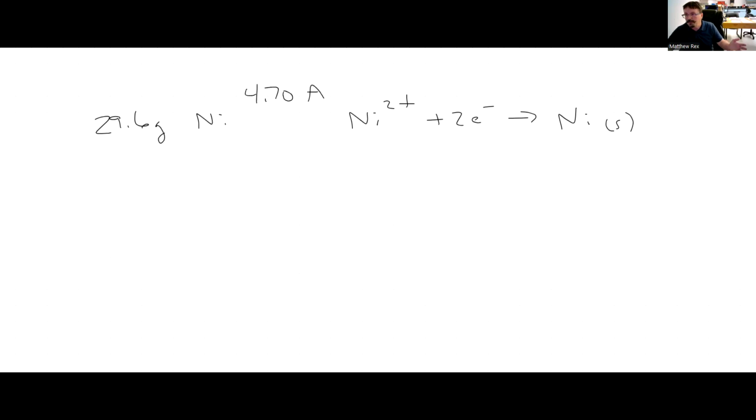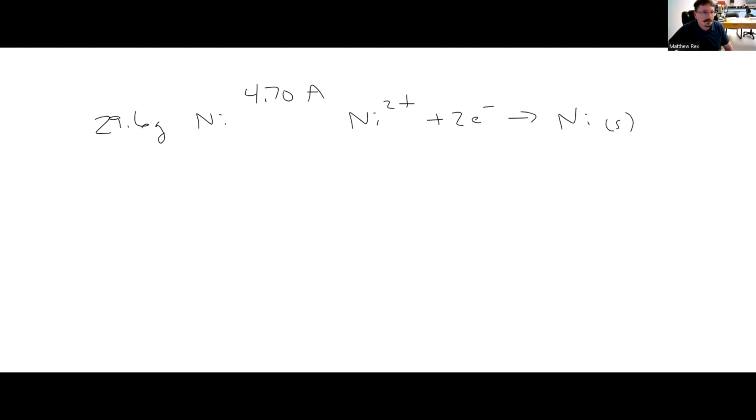And then lastly, nickel can be plated from an aqueous solution. How long is it going to take to plate 29.6 grams of nickel, and we're going from nickel 2 plus to nickel 0, and we used 4.7 amps of current. Some people may have had a different number other than 29.6, but we're going to set it up the same way.